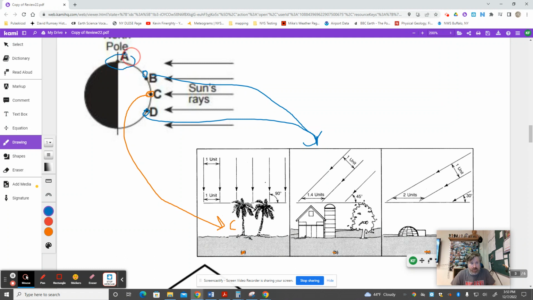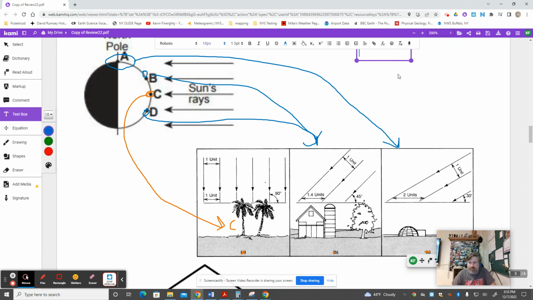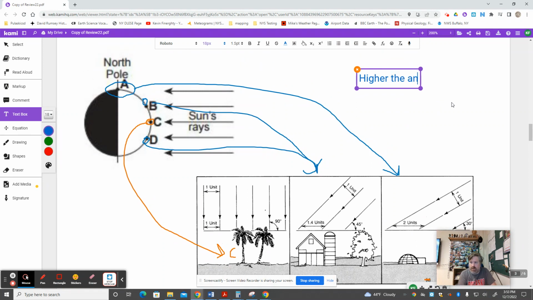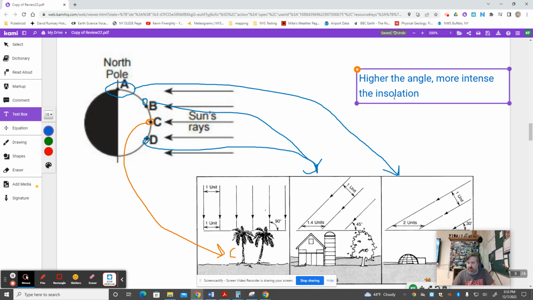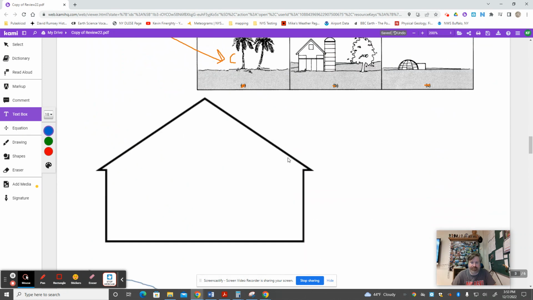And then get up near the poles, again depending on the time of year, and it's really coming in at a low angle, which means the energy is really spread out per unit area, and it doesn't heat as efficiently, and it's cold, right? So the higher the angle, let's write that as a relationship. Higher the angle, the more intense the insolation. Insolation being the fancy pants earth science word for sunlight, incoming solar radiation.